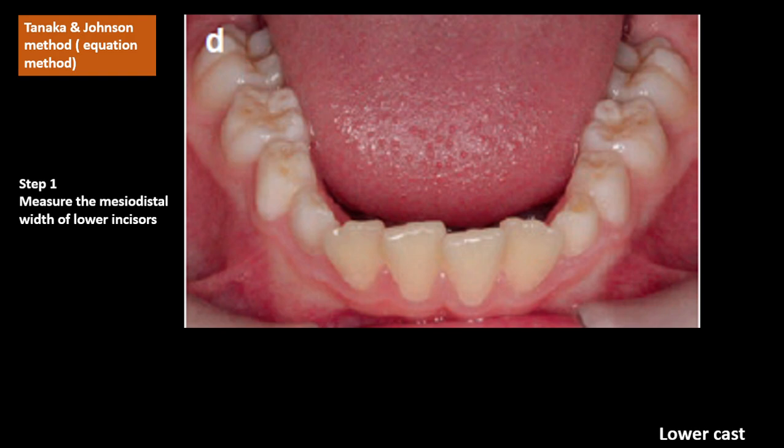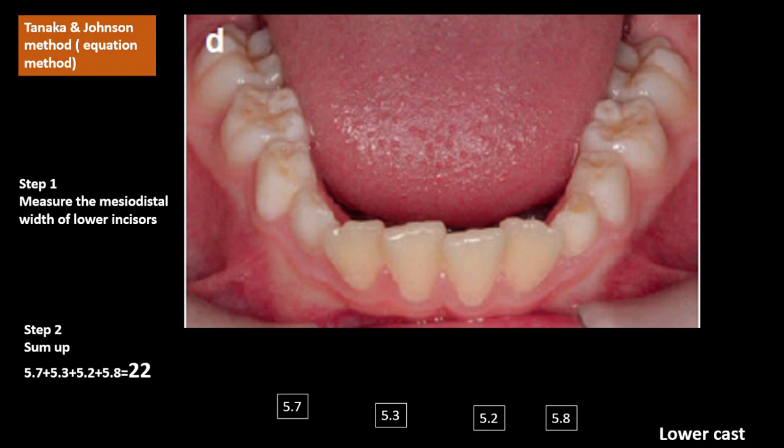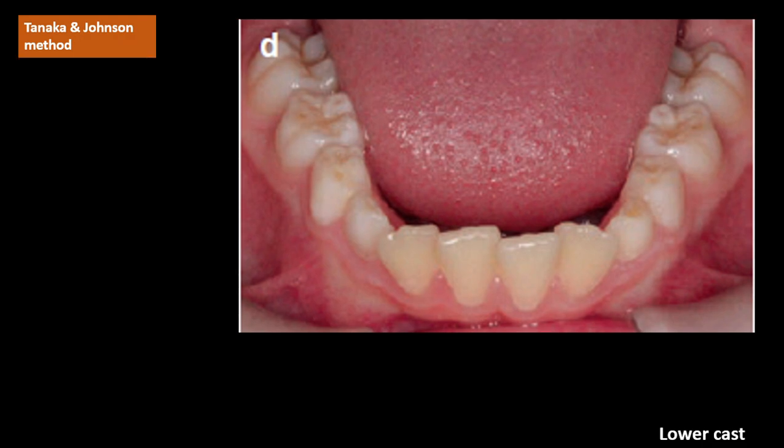In this method, first step, we measure the mesiodistal width of the lower incisors. Here I am giving you an example. The mesiodistal width of the lower incisors were 5.7, 5.3, 5.2, 5.8. In step 2, we add all these numbers together. We end up having 22 millimeters, which represents the mesiodistal width of the erupted lower incisors, the laterals and the central incisors.